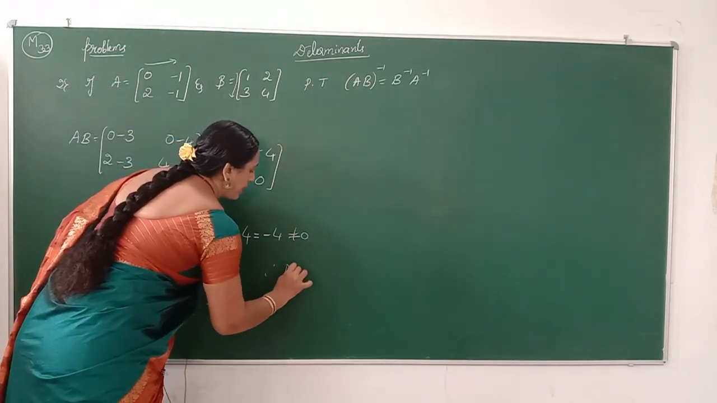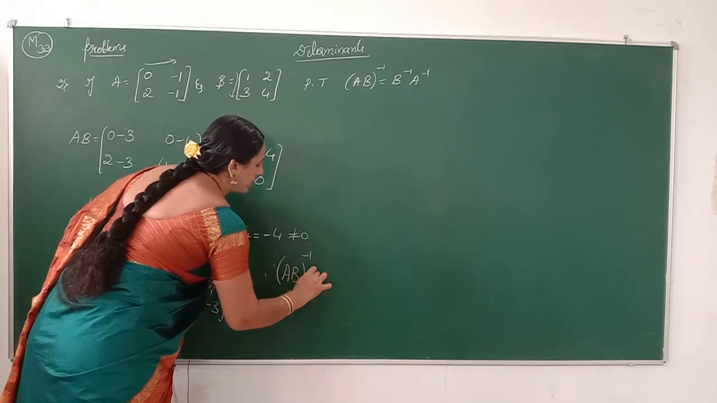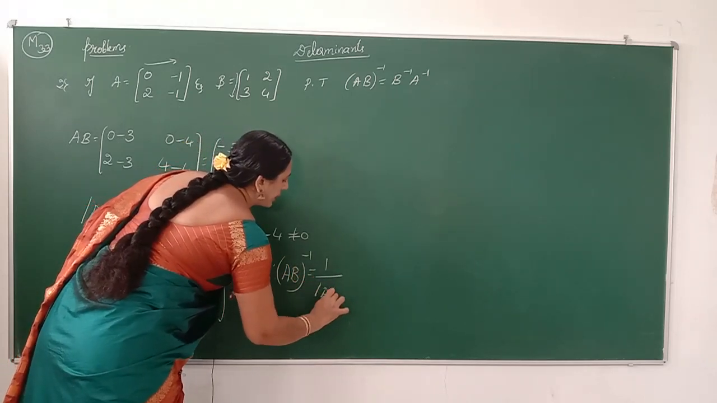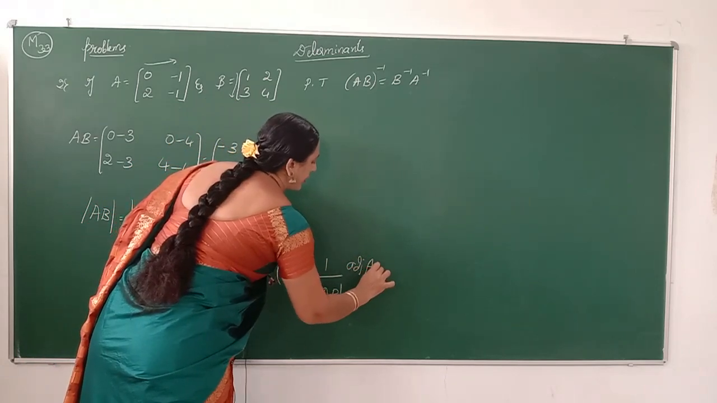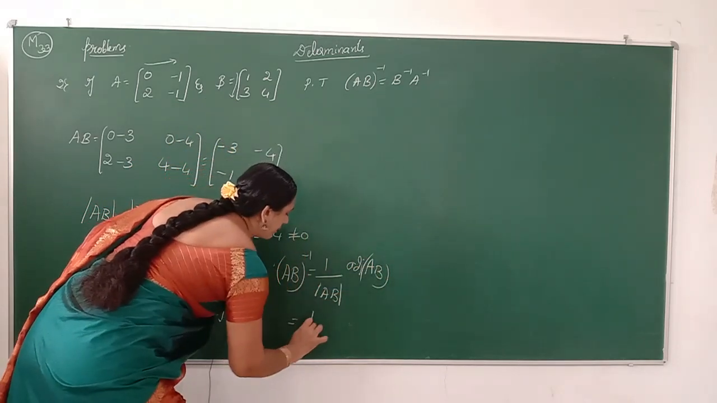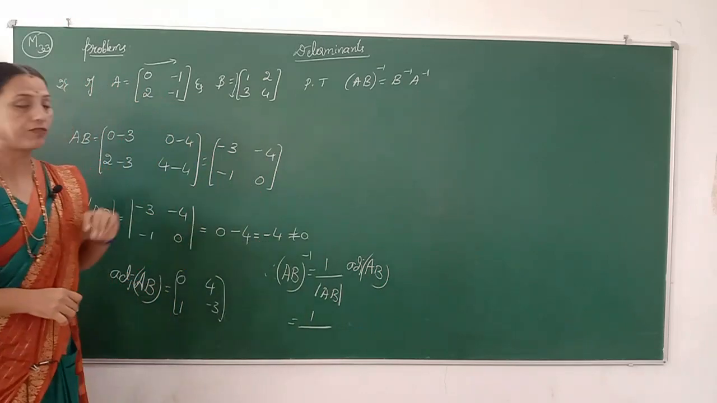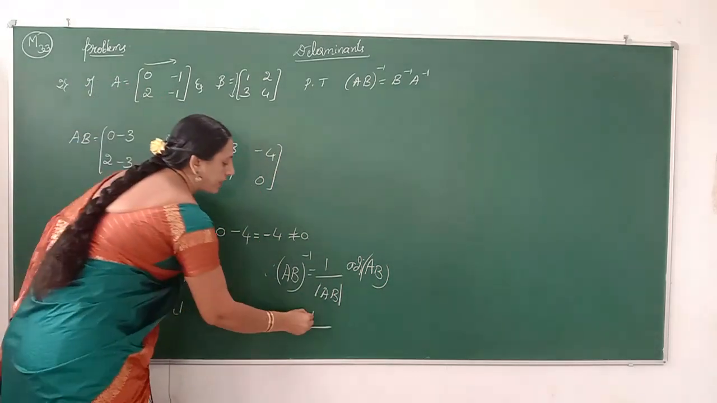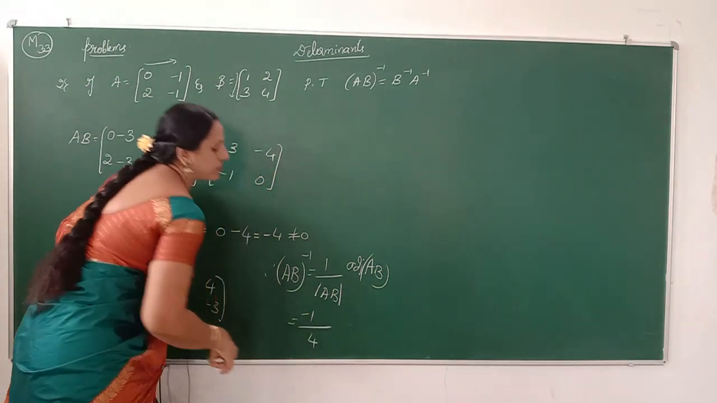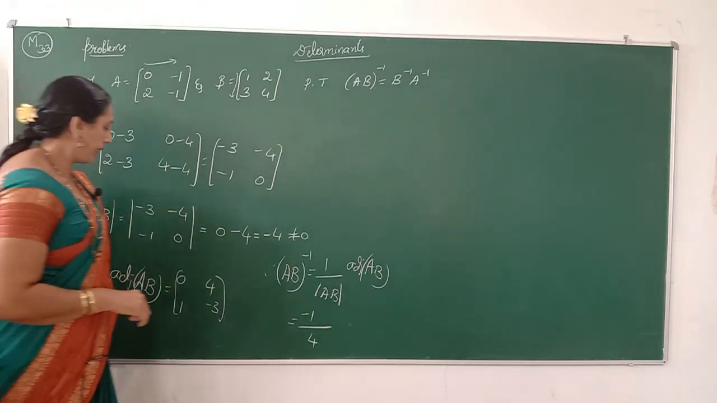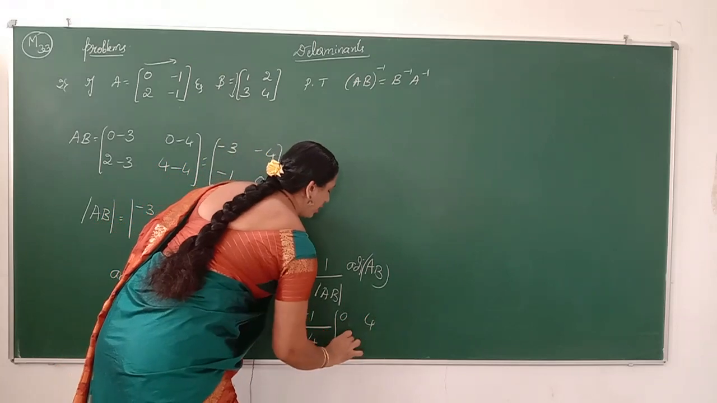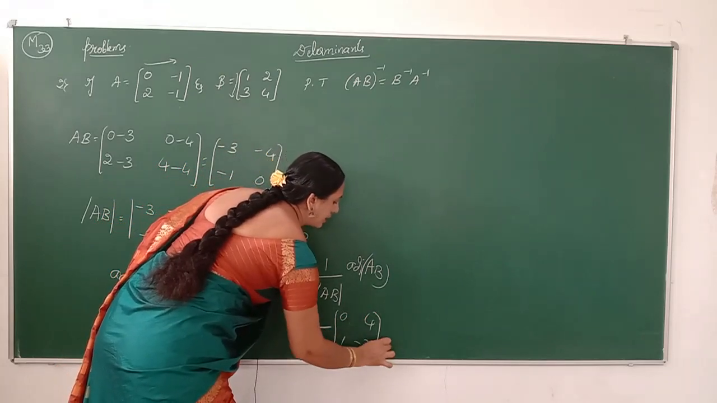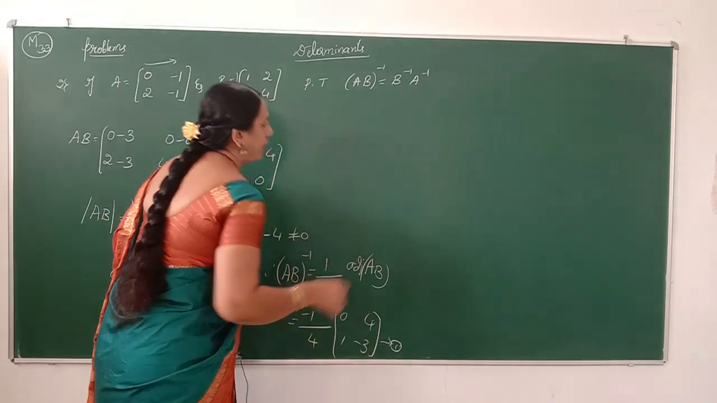Therefore, AB whole inverse is equal to 1 over determinant of AB into adjoint of AB. That is 1 divided by the determinant of AB, which is minus 4, otherwise it can also be written as minus 1 divided by 4 into the adjoint, which is 0, 4, 1, minus 3. Let this be called equation 1.